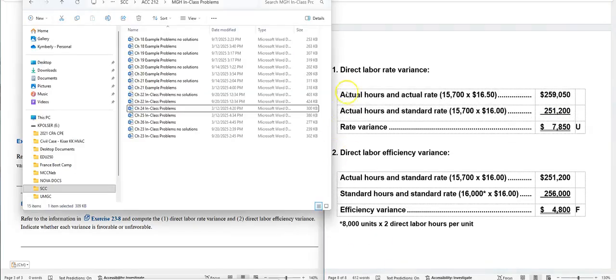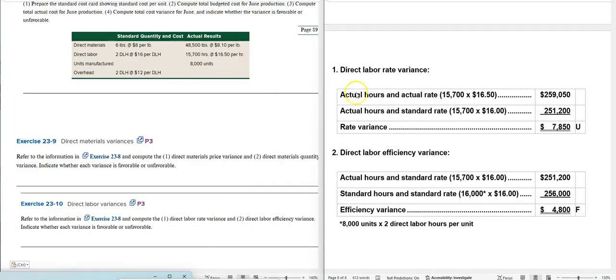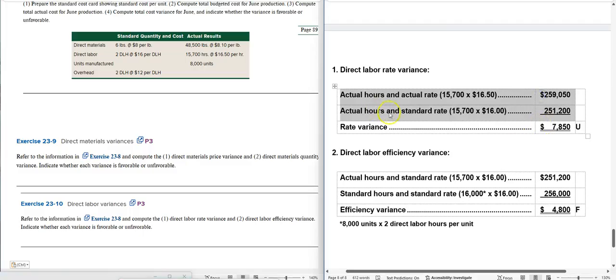Actual hours used. Our actual hours were 15,700 at our standard rate of $16. Our actual hours at our actual rate, 15,700 at $16.50. Actual at the standard was less than the actual hours at the actual rate. We paid more than what we should have based on our standards. That is unfavorable.